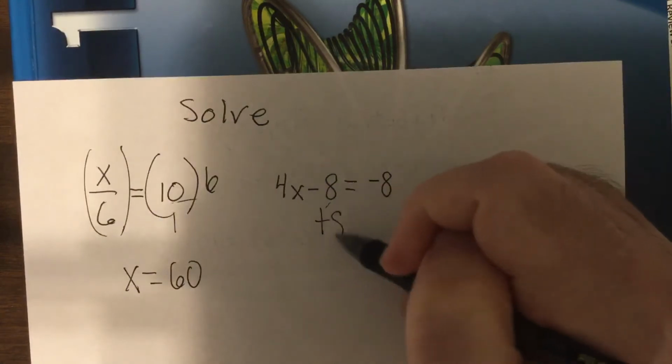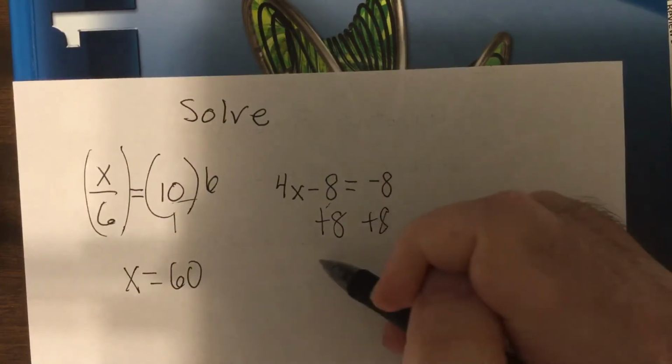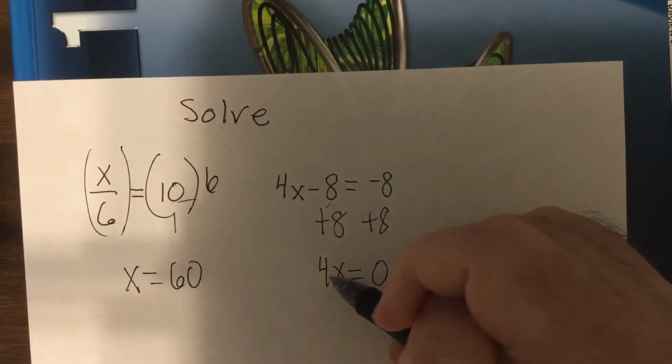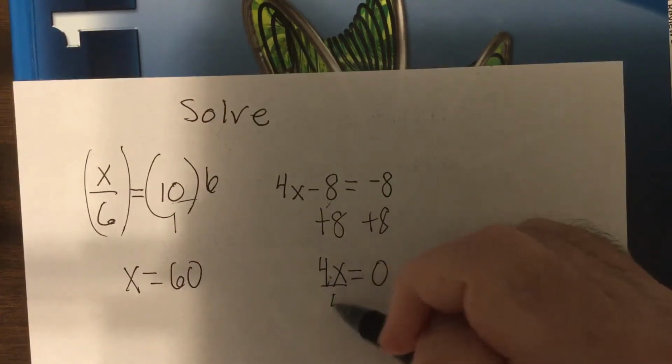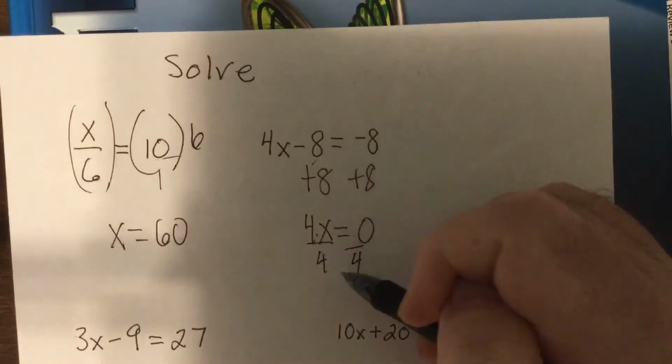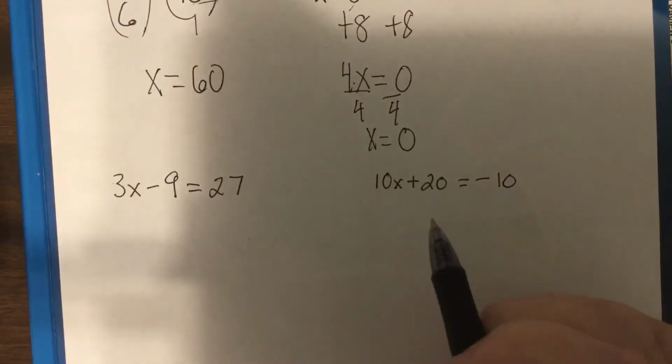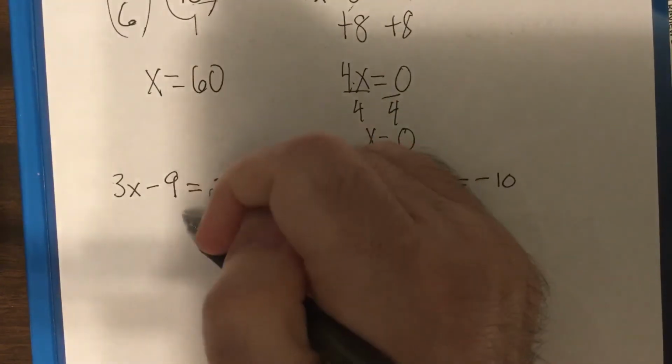This one, add 8. Now, you do not leave the problem 4x equals 0, because I want 1x. What is one of the x's? So you divide by 4, and we know that it would be 0. Okay, do these two problems, then freeze the video, and then turn me back on.